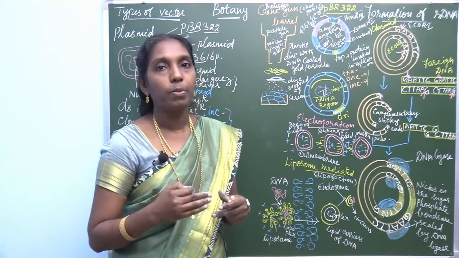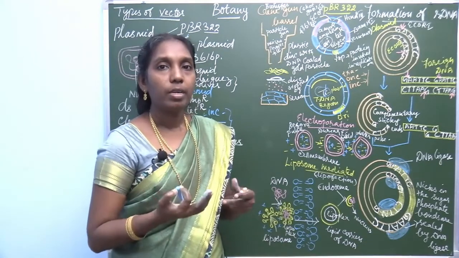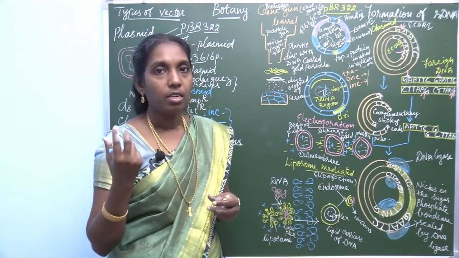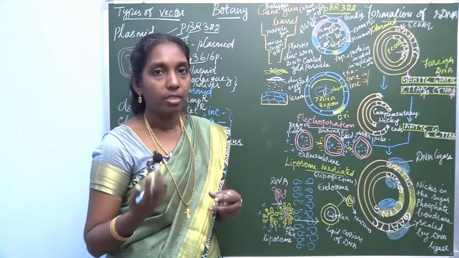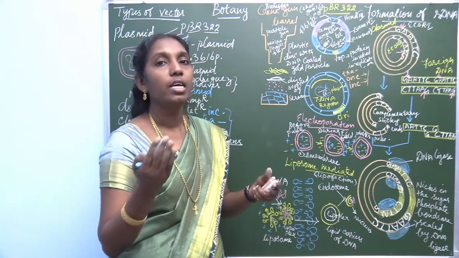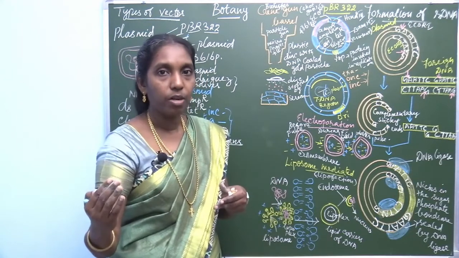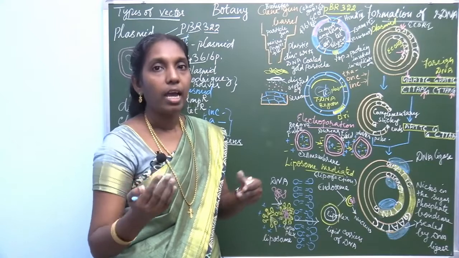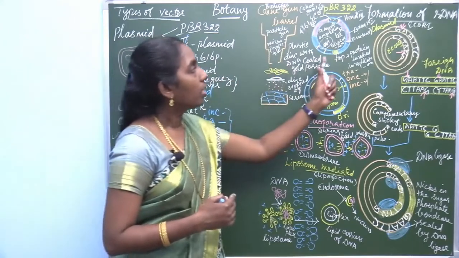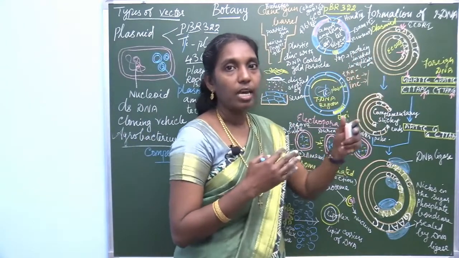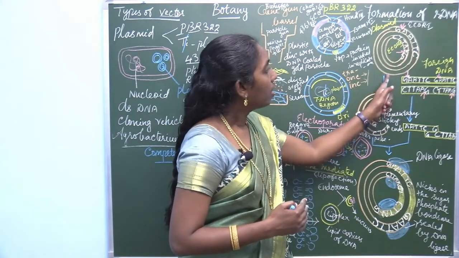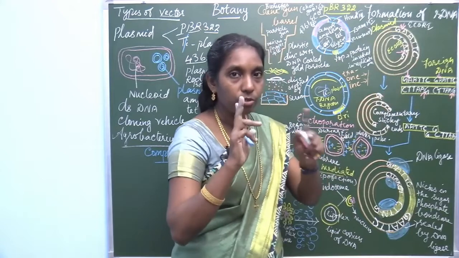rDNA is recombinant DNA. For recombinant DNA, the desirable gene can be isolated from any organism, whether human, plant or animal. This DNA sequence can be cut out from any one cell and introduced into the vector. Now you have learned the different types of vectors. Here the plasmid acts as a vector, a cloning vehicle. In this plasmid, the plasmid has to be cut open.